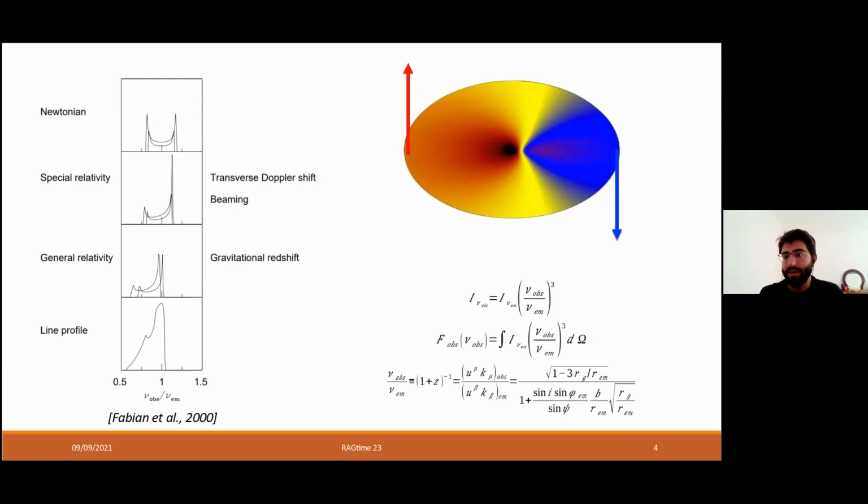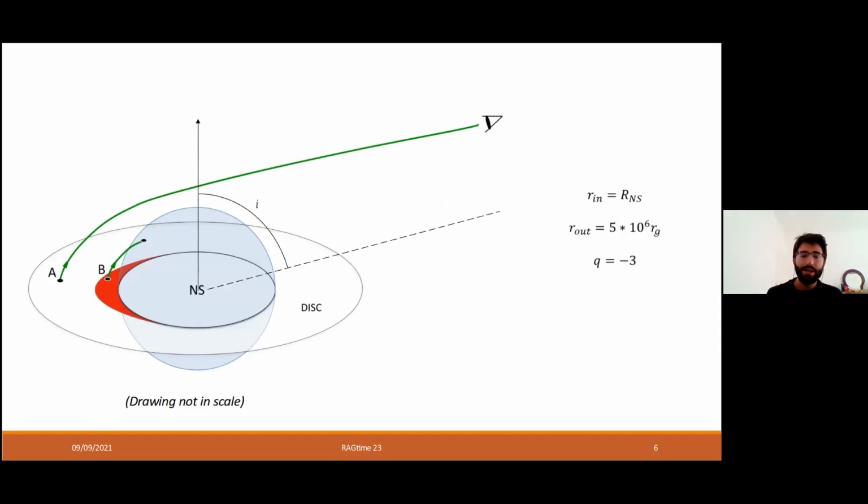But these models had been worked out basically for black holes at the beginning. And what nobody had done before was consider that for neutron stars, you actually have a proper surface. You have a surface which will cut out some of the emission, because if the inclination is large enough and the inner disk radius goes close enough to the neutron star, the surface itself of the neutron star will basically occult some of the emission, because some of the points will emit, but the rays will impact on the surface before reaching the observer.